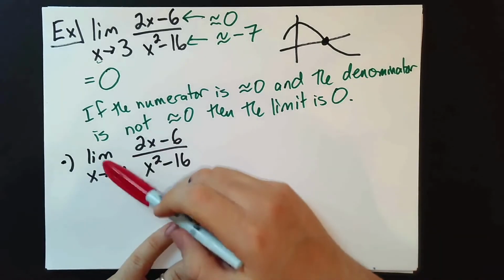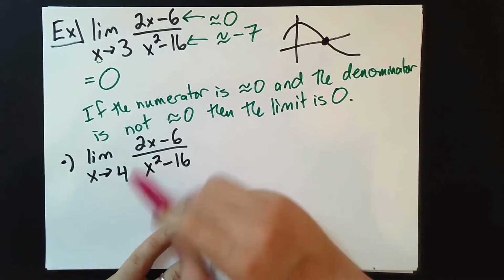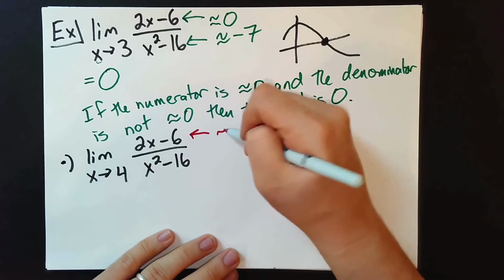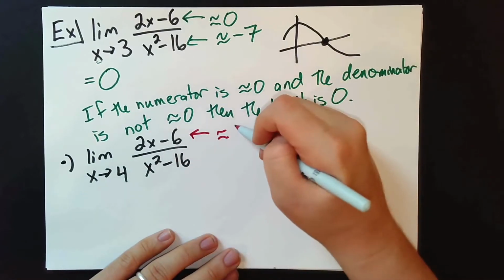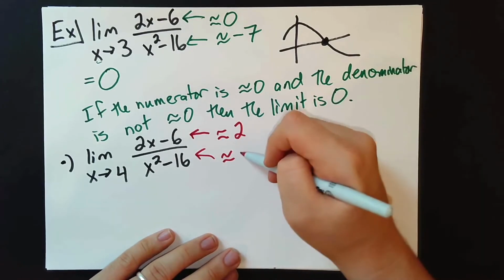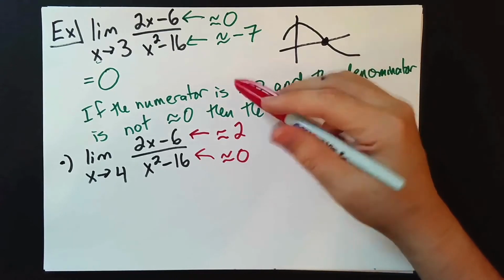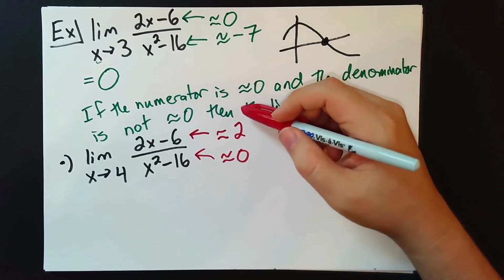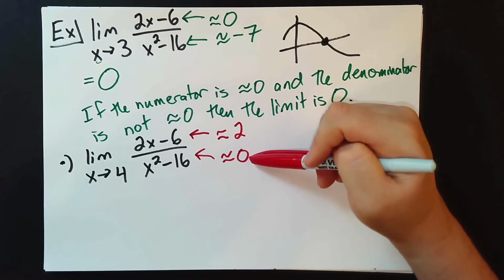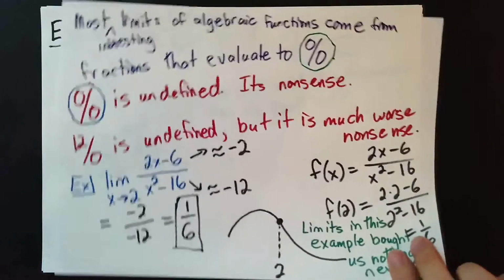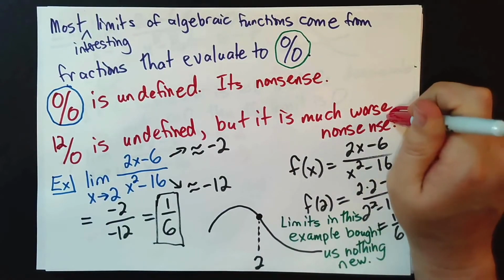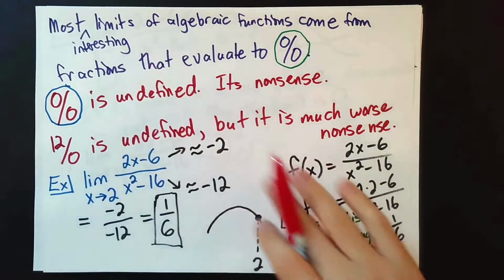Okay, so let's look at now the limit as x goes to 4 of yet again the same thing, 2x minus 6 divided by x squared minus 16. Here the numerator is going to 2, and the denominator is going to 0. So here, I have some number that's definitely not 0, and I'm trying to divide it by 0. Thinking back to what I said before, that's the bad kind of nonsense, where I have a non-zero thing divided by 0.